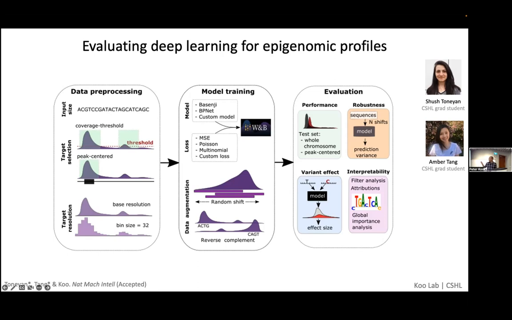Their paper was recently accepted, but we do have a free bioRxiv version out right now, and we updated it recently. But importantly, they didn't just look at the model's prediction performance. They also looked at how good the model's variant effect predictions are, how well the models hold up to robustness tests, and also what insights we can gain from interpretability analysis.